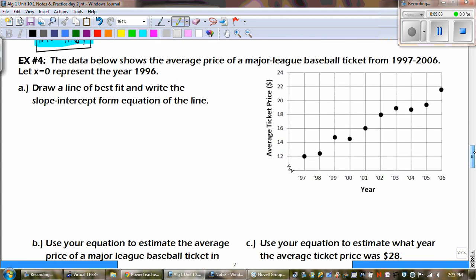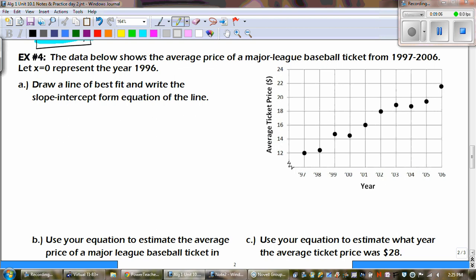All right. So, example number 4 says the data below shows the average price of a Major League Baseball ticket from 1997 to 2006. Okay, and that same thing, let x equals 0 represent the year 1996. So if you want to come around here right away and say, well, that's 0, so that's 1, 2, 3, 4, 5. Okay, so draw a line of best fit and write the slope-intercept form of the equation. So the first thing I want to see is I want to see you draw the line. Okay? You can pause the video.